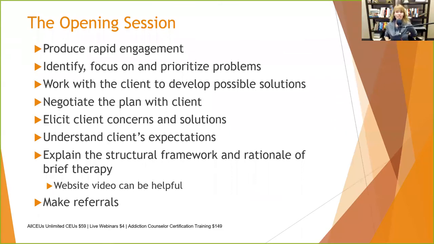Work with the client to develop possible solutions. Don't just give them. Ask them what has worked. What do they think would work? Do they have a friend who's gone through something? What worked for them? Negotiate the plan with the client. So ask them, okay, for the next week, how about if you try this? And see if that works for them.